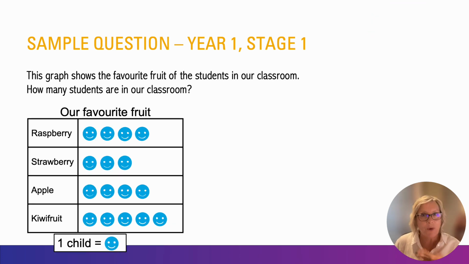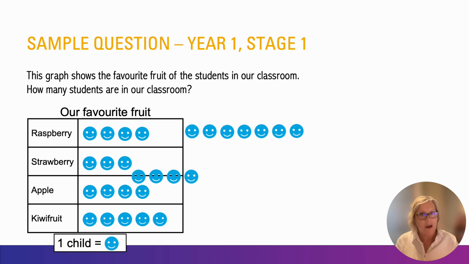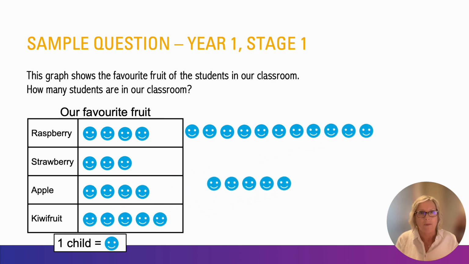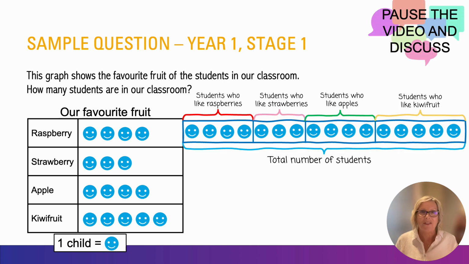Now, a picture graph is quite like a parts whole diagram, and students need to understand that the parts are like the frequency of each category, and the whole is the sum of all the parts. Now, an effective way to pictorially demonstrate this is to bring each subtotal out and create a line of objects, which is the whole. Pause the video and discuss.